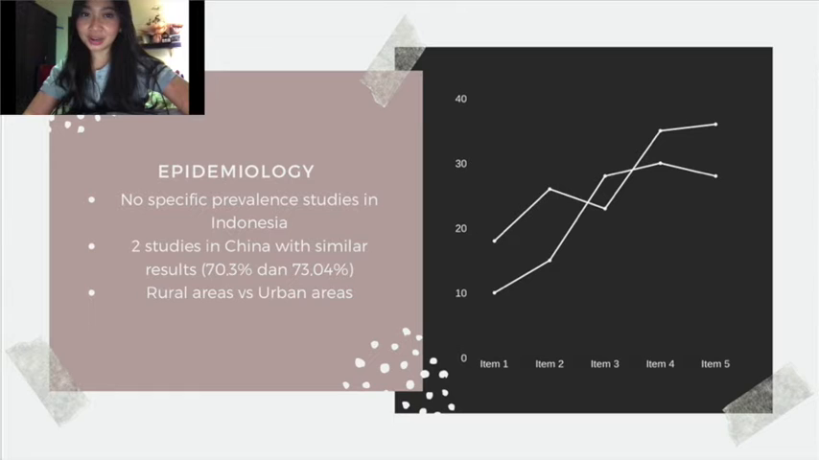Moving to the epidemiology of intermittent exotropia. Intermittent exotropia is considered to be the most common form of exodeviation by ophthalmologists and is said to affect approximately 1% of the general population. Studies regarding the prevalence of this condition in Indonesia are still quite limited. On the other hand, there are some studies in China that have shown similar results. The results were 70.3% and 73.04%. One study had preschool children as its subjects, and the other had primary and secondary school children. They also found rural pupils had a higher tendency to have intermittent exotropia than urban pupils.